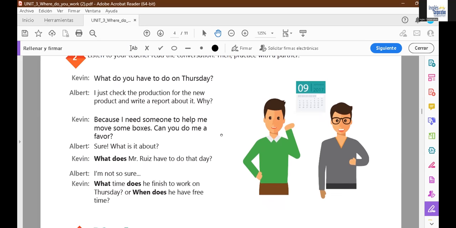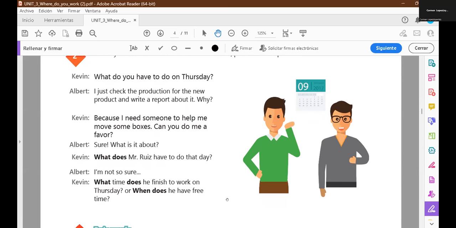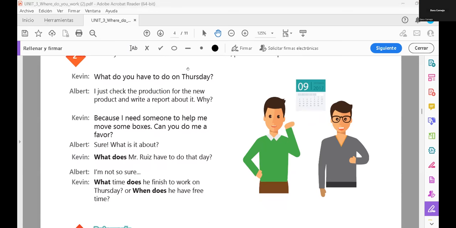So we practice with this conversation, right? Let's see, just two volunteers. Daniel, Dora? Yes. Me and you, Kevin. What do you have to do on Thursday? I just check the production for the new product and write a report about it. Why? Because I need someone to help me move some boxes. Can you do me a favor? Sure. What is it about? What does Mr. Reese have to do that day? I'm not so sure. What time does he finish work on Thursday? Or when does he have free time?